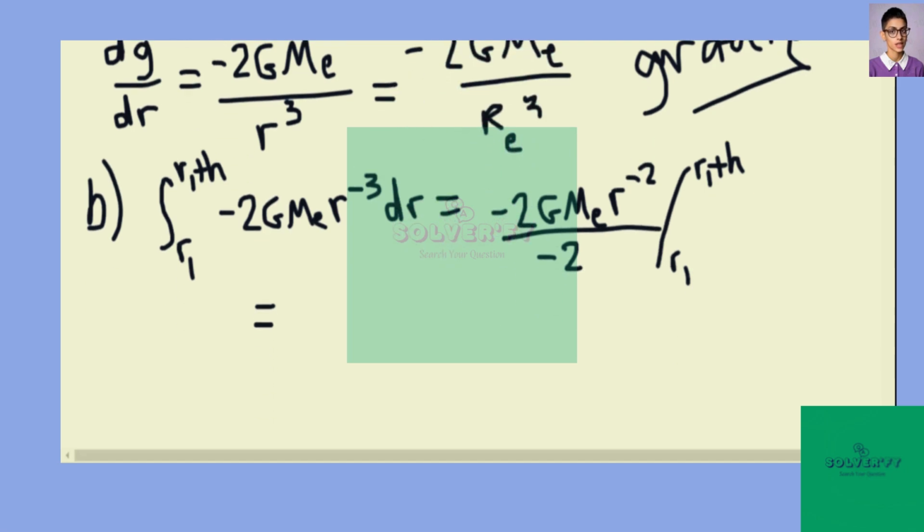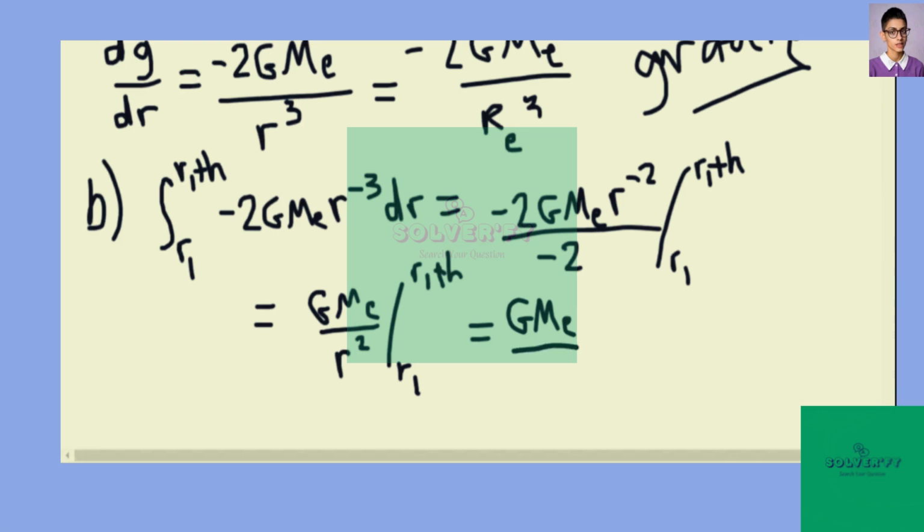So that's just going to be G me over r squared from r1 to r1 plus h, which would be G me over (r1 plus h) squared minus G me over r1 squared.